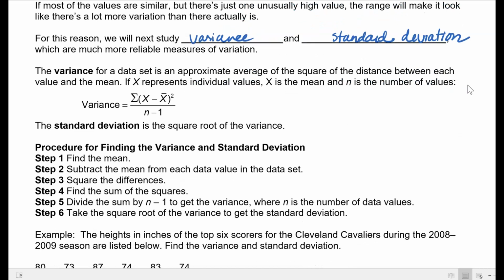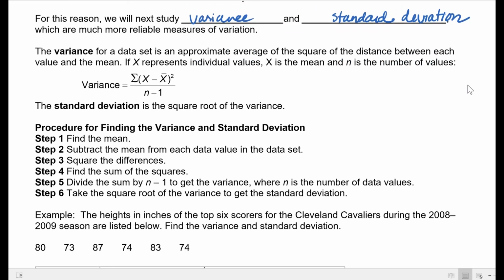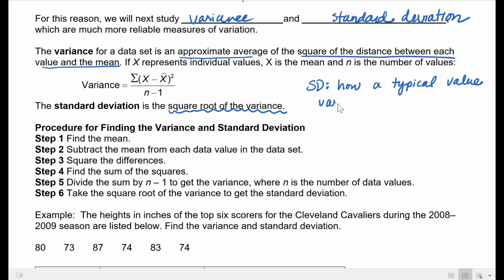So let's first talk about variance. The variance for the data set, and this is kind of a mouthful, but we'll talk about it and then do an example, is the approximate average of the square of the distance between each value and the mean. And the standard deviation is the square root of the variance. I would say the simplest way to think of standard deviation is how a typical value varies from the mean. It tells you how spread out the data is.